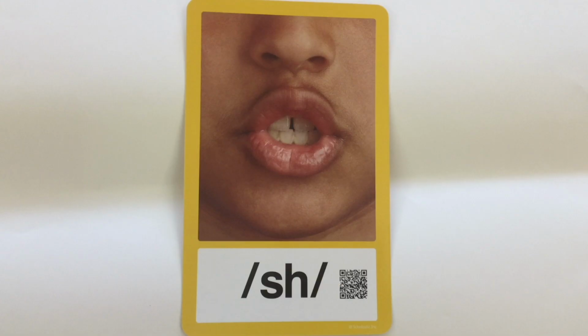Shh. Shh. Shh. All right, now you make that sound along with me or your teacher. Shh. Shh. Shh. Shh. All right, let's take a look at a picture of a mouth making the sh sound. And then you make the sh sound along with me when we're looking at the picture.